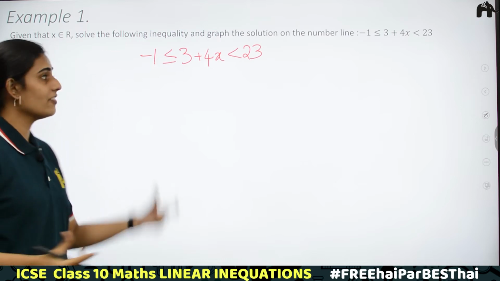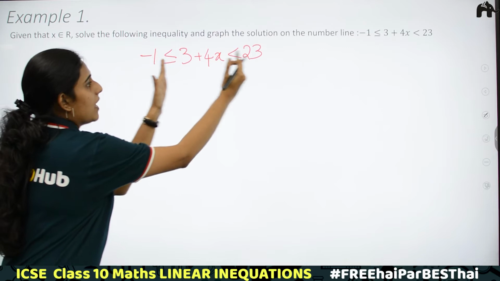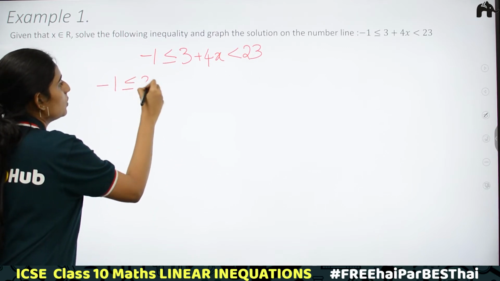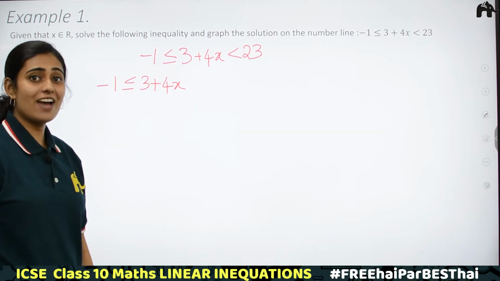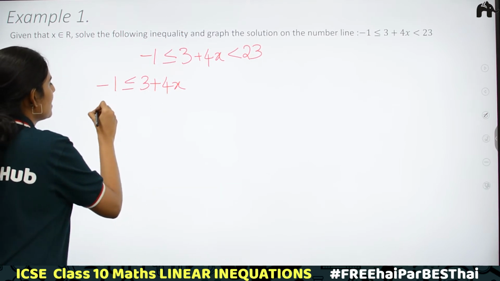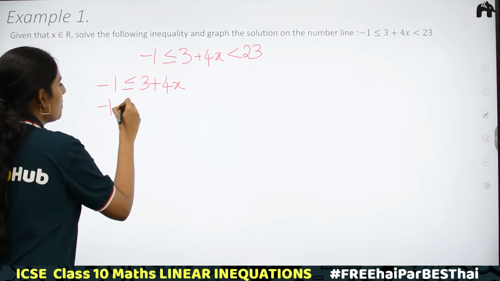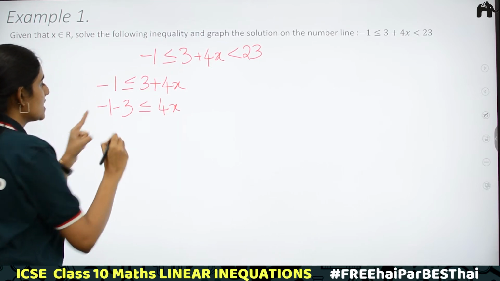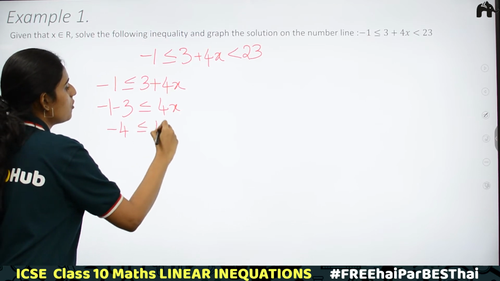How to solve this? We have to separately take both the parts. This is our first part and this is our second part. Minus 1 less than or equal to 3 plus 4x. You know how to solve this? We have done many problems in our previous class. We can easily solve this. Taking this 3 to the opposite side, it becomes minus 1 minus 3, minus 4 less than or equal to 4x.